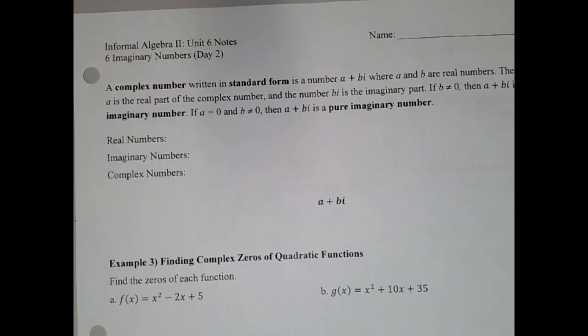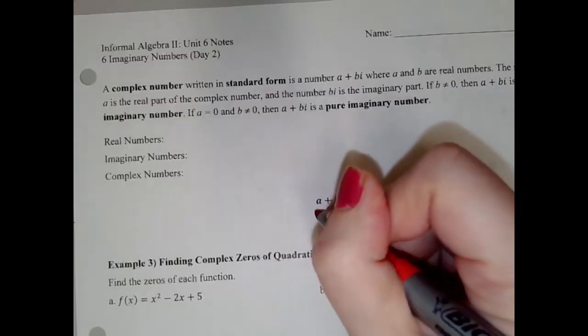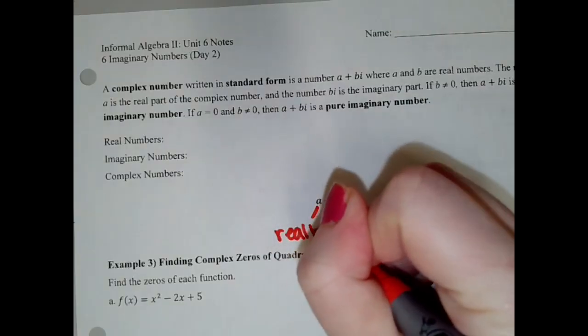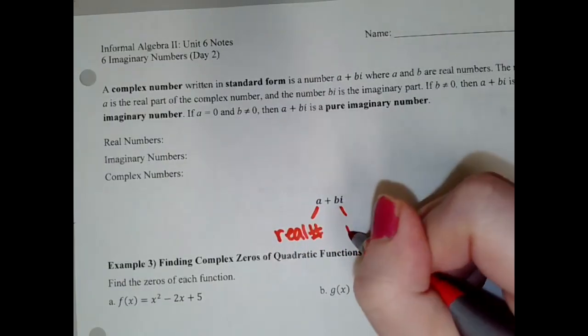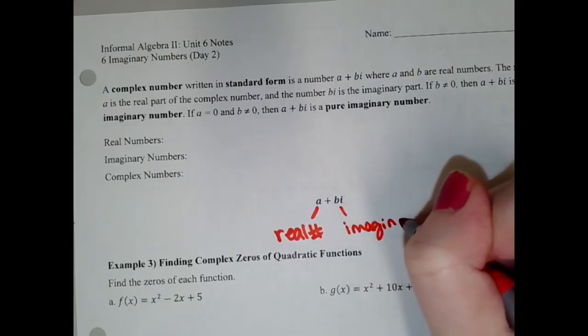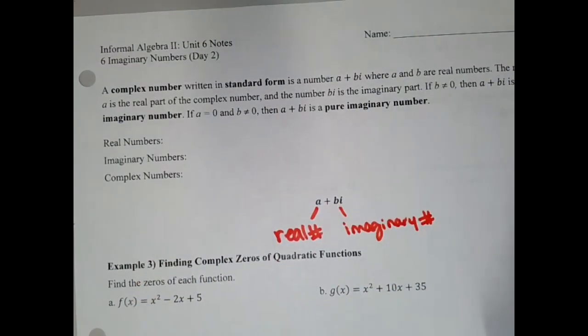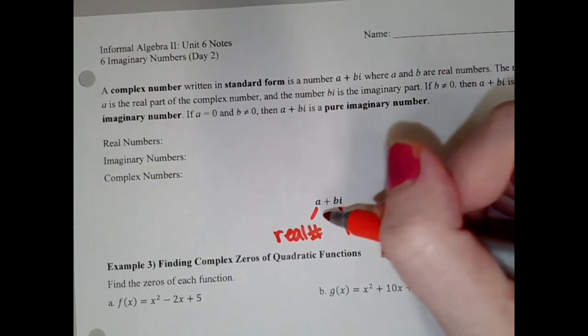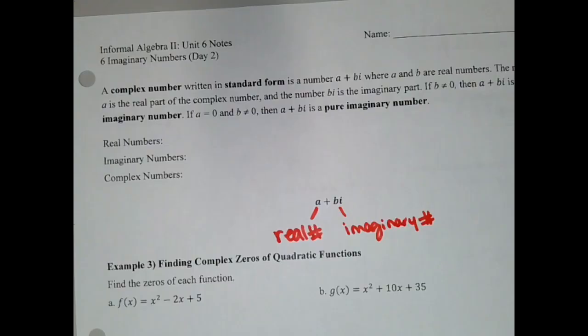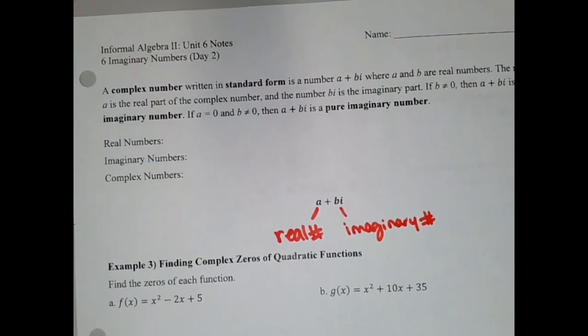Complex numbers are a combination of real and imaginary numbers. In order to write it in what's called standard form, you should always do the real number first and then the imaginary number second. This is a plus bi, where a is the real part. B is also a real number, but it's being multiplied by an i, making it the imaginary part.